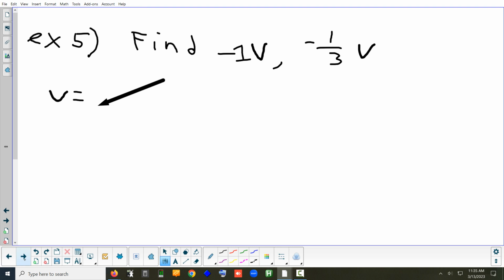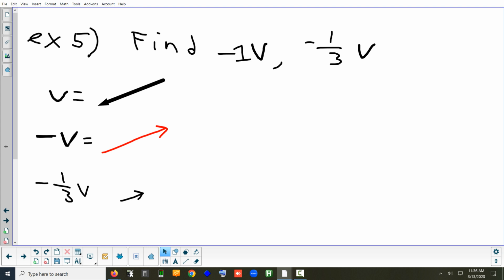All right, let's try this one. How would I get negative v? Yeah, I'm not going to even do it fancy. I'm just going to go like this. Okay, so there's negative v. How about negative 1/3 v? Yeah, just take 1/3 of that. So maybe like that. There you go. So negative flips it around, and then the number can shorten or lengthen.